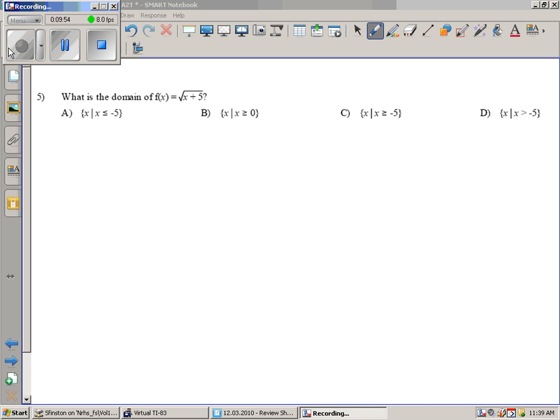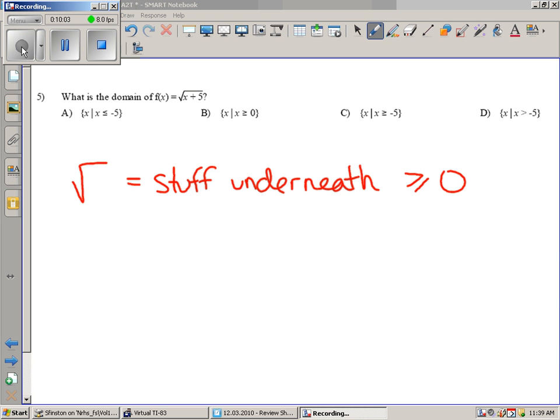Problem number 5, square root. What do you know about square root? Stuff underneath it's got to be greater than, can't be negative. There. That's what you know about a square root. Stuff underneath's got to be greater than or equal to 0.